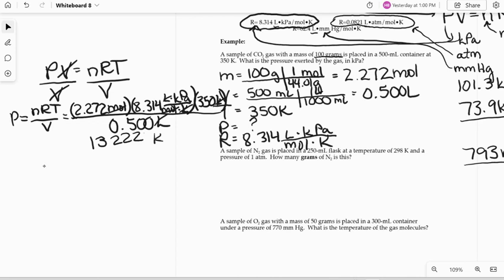13,222 kilopascals. And if we wanted to round it to 1 sig fig, it would be 10,000. So let's just stick with that.